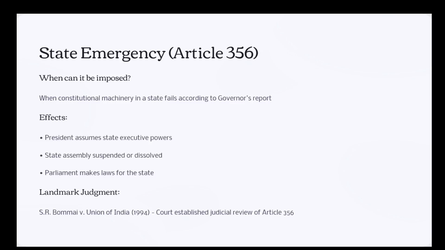Then state emergency, according to Article 356. When can it be imposed? When constitutional machinery in a state fails, according to the Governor's report. What are the effects? The President assumes the state executive powers, the state assembly is suspended or dissolved, and Parliament makes the laws for the state. So the landmark judgment here is S.R. Bommai versus Union of India, 1994, where the court established judicial review of Article 356.